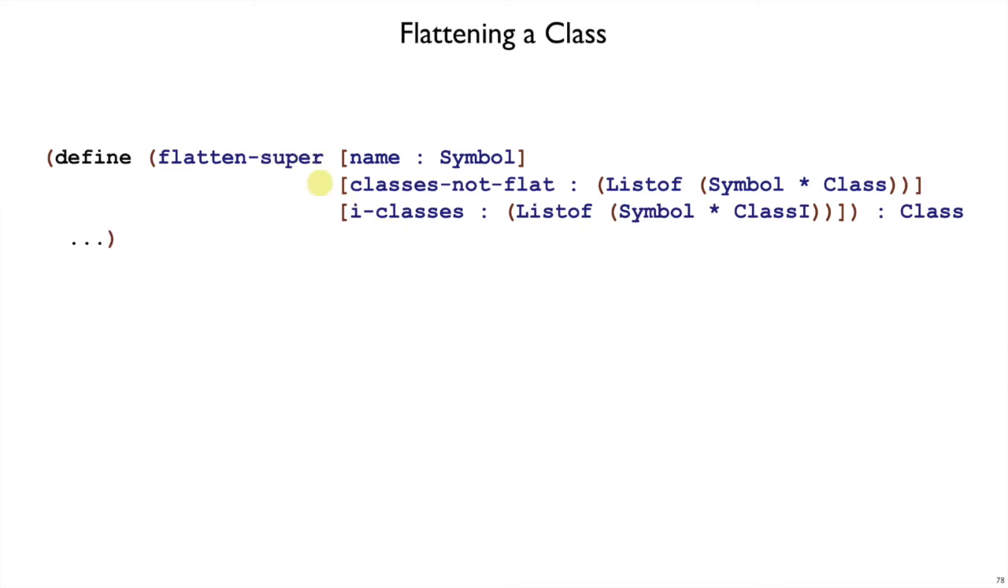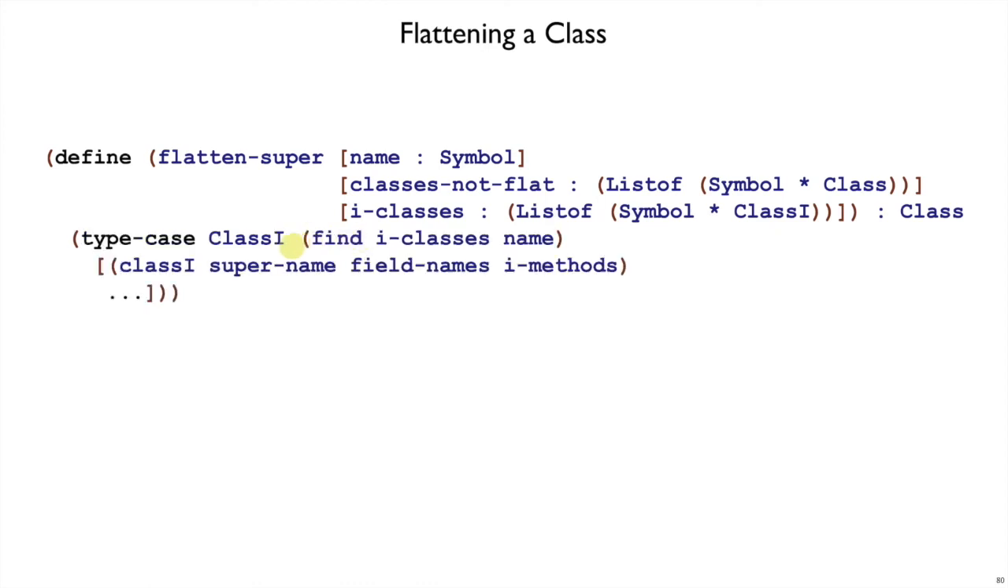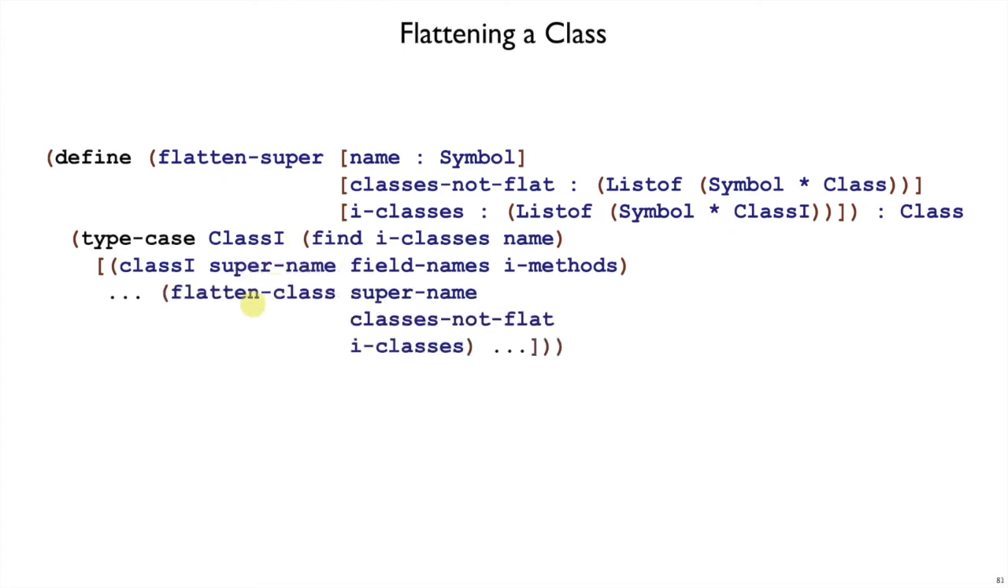So flatten super gets the name of the class whose superclass we want to flatten out. So that means we need to find the I class for name, because that's where its superclass is stored. And we pull that apart with type case so that we can get this superclass name. This is the name that we want to flatten now. So of course that's just flatten class on the superclass name.